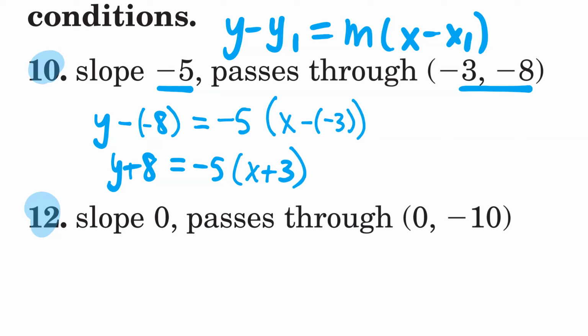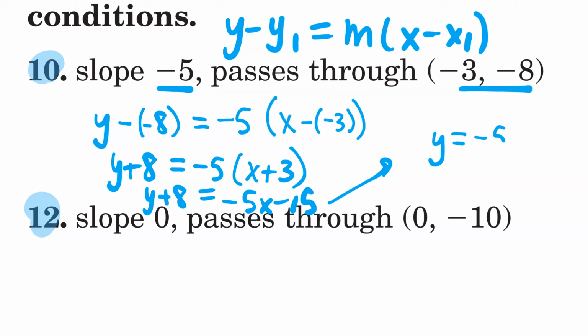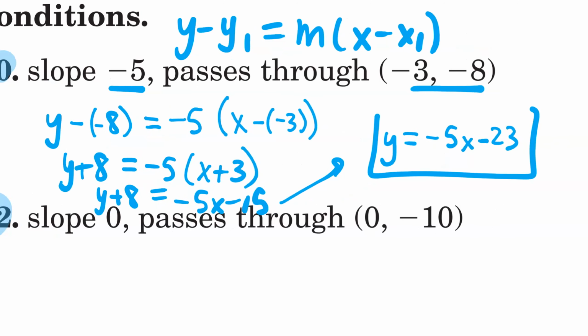So I have y minus negative 8 equals, well, we said the slope was negative 5, times x minus negative 3. So this is y plus 8 equals negative 5 times x plus 3. So we can distribute the negative 5. y plus 8 equals negative 5x minus 15. And all I have to do is subtract 8 from both sides, and I'll have y equals negative 5x minus 23. So that's our point-slope form. We use it to rewrite, right? We rearrange so it's in slope-intercept form.